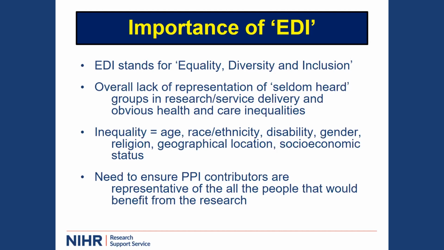In terms of PPI, you need to ensure your PPI contributors are representative of all the people that would benefit from the research. If you're doing a study in primary care about pre-diabetes and the improved diagnosis and management, we already know that this is primarily a major risk factor for Asians over the age of 25. If you have 4 female Caucasians as your PPI group who are all over 60, they are not representative of the population at all. This will most certainly be picked up by committee members. Therefore, you want to ensure that your PPI contributors are representative of the population that you are actually going to be investigating.